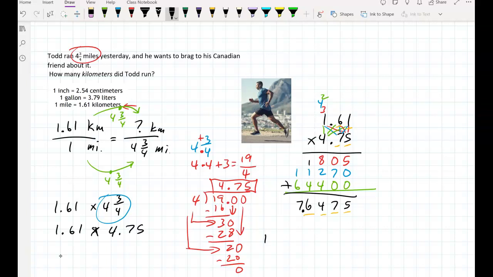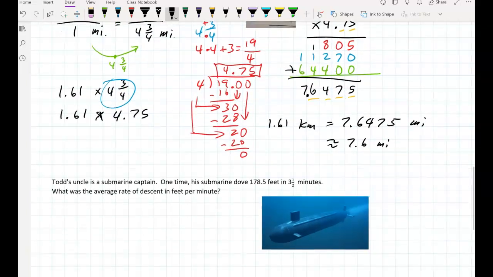So 1.61 kilometers is equal to exactly 7.6475 miles. But we could say that would be about 7.6 miles. About. Okay? Lots of good stuff happening. Let's move on, and we're going to do one more.